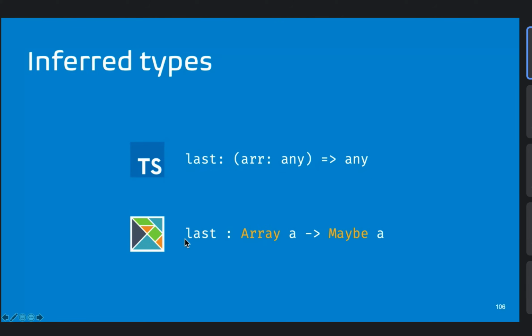In the case of Elm, we get a proper type annotation that says an array goes in, and as a return we get a Maybe. Basically it says, I will return the same value that is contained inside the array, but maybe I also return a mistake because the array can be empty. So this is what we would like to get.